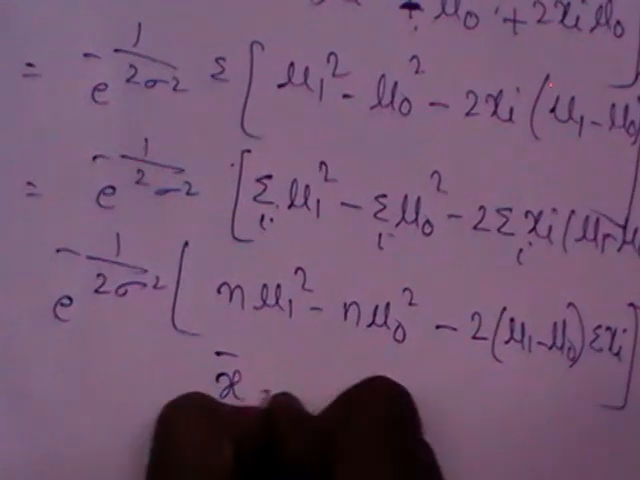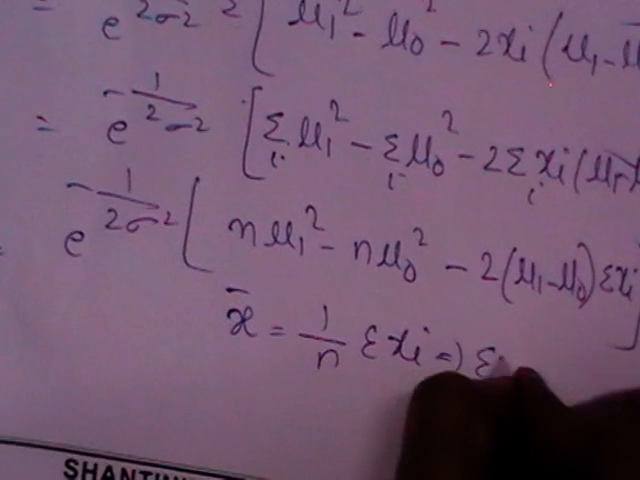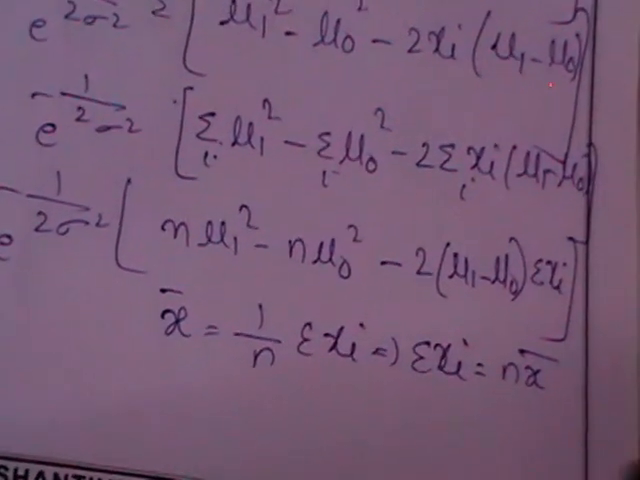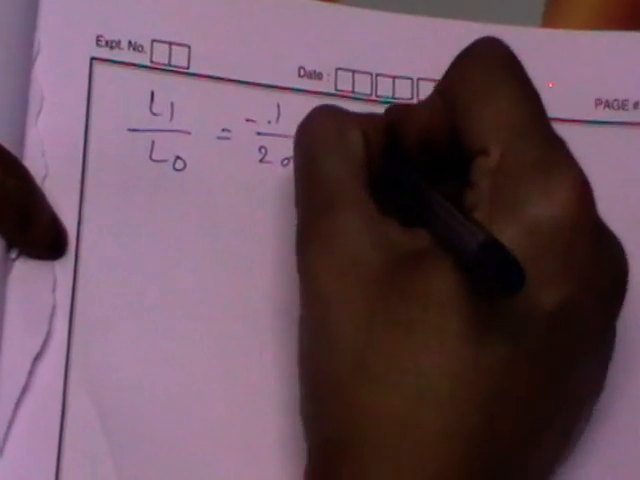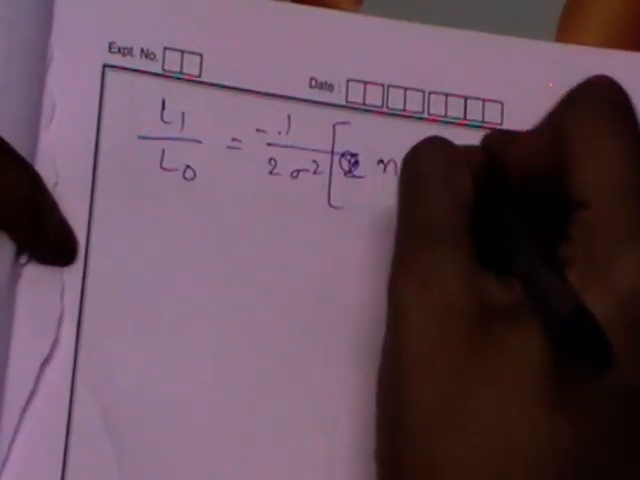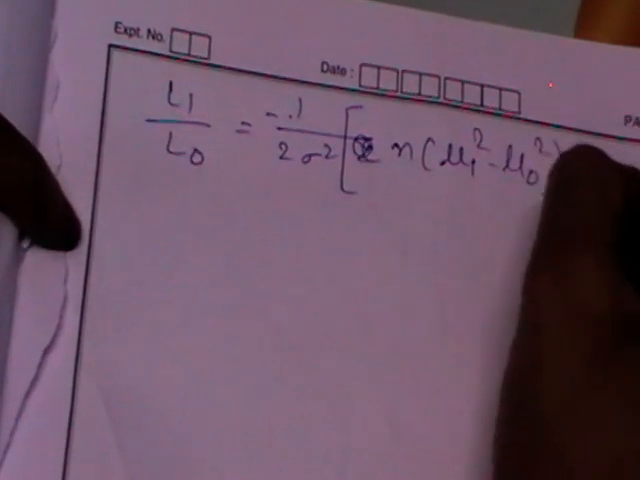So what is the formula for x bar? X bar is sigma xi by n. From this, sigma xi can be replaced with n x bar. So following the same, you will get L1 by L0 is equal to e to the power minus 1 by 2 sigma square, with n taken common, times mu 1 square minus mu 0 square, and we are replacing sigma xi with x bar.